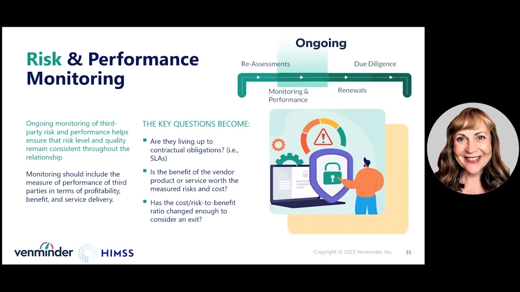When it comes to performance, we want to ensure that they are delivering the expected quality and service at the right price and that they're meeting all their service level agreements. But we also want to continuously ask the question, is the vendor delivering the anticipated value to the organization, and are the risks balanced by the cost and the benefit?